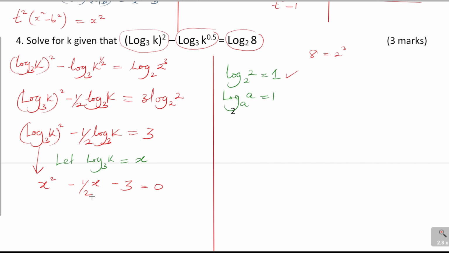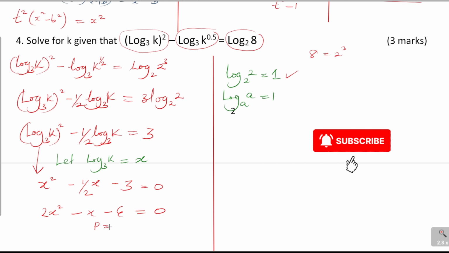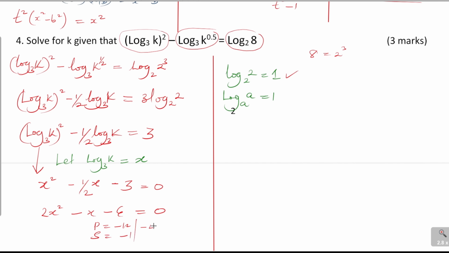We can eliminate this denominator here by multiplying each term by 2. So 2 times x squared, you get 2x squared. Half x times 2, you get x. And then negative 3 times 2, you get negative 6, which is equal to 0. So you see, this is a quadratic equation. We can solve this one using any suitable method and get the value of x. So you simply need to look for two numbers whose product is 2 times negative 6, that is negative 12, and sum will be negative 1. These numbers are negative 4 and 3.